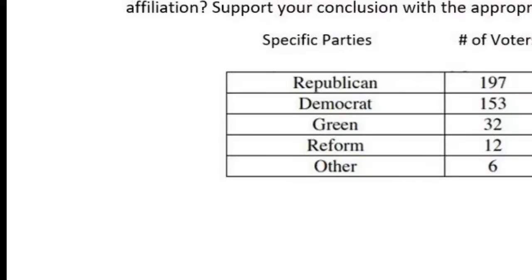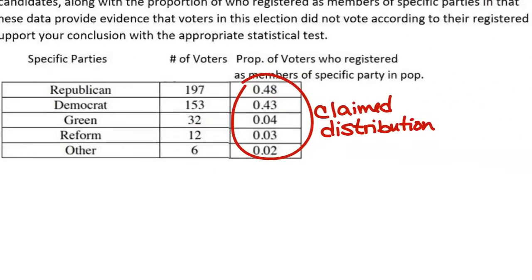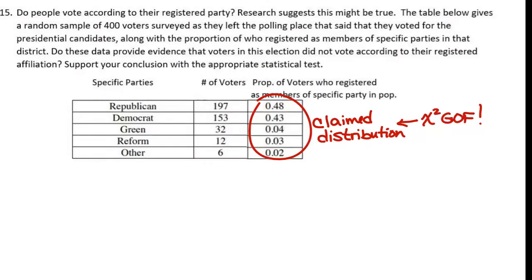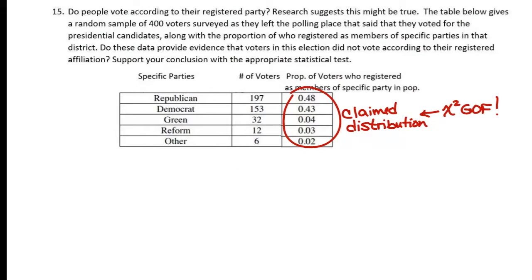So we're going to do what type of a test here? Goodness of fit. Why is it going to be a goodness of fit? You're absolutely right. Claim distribution. So chi-squared, goodness of fit. So we're going to do state, plan, do, conclude.